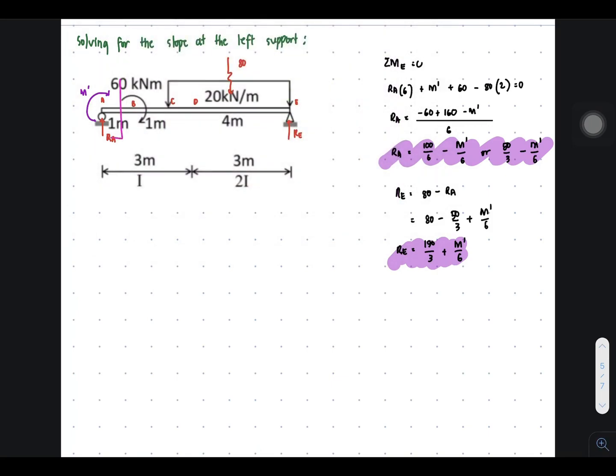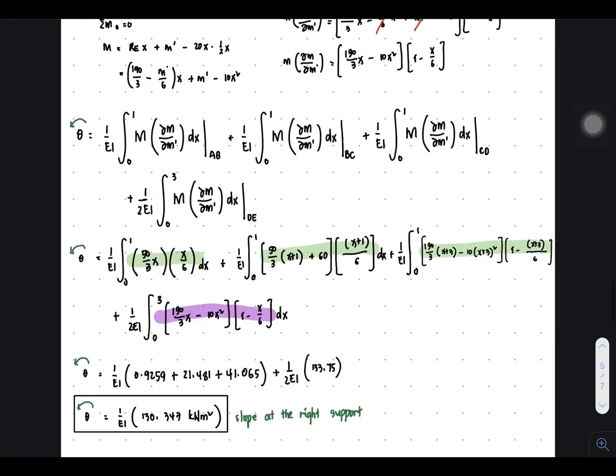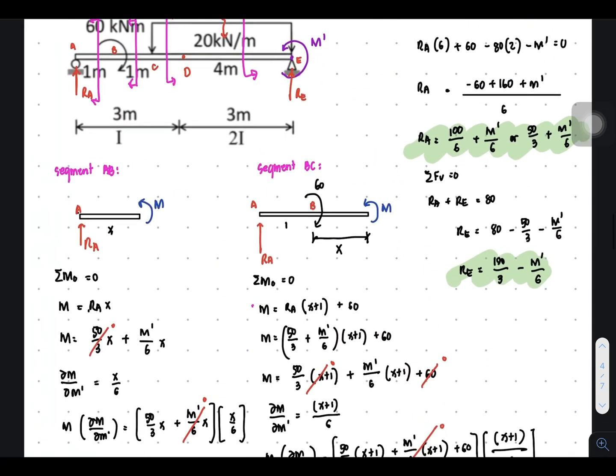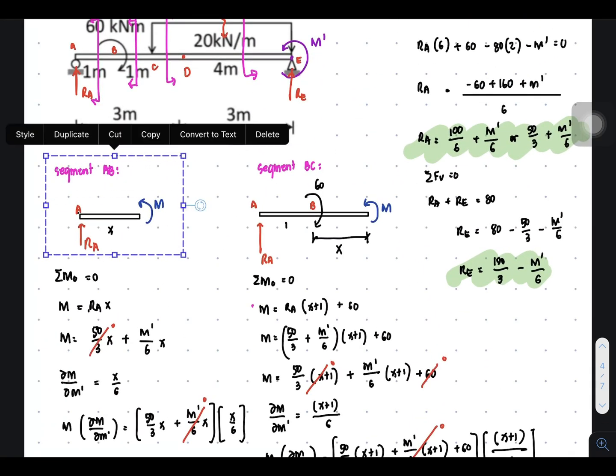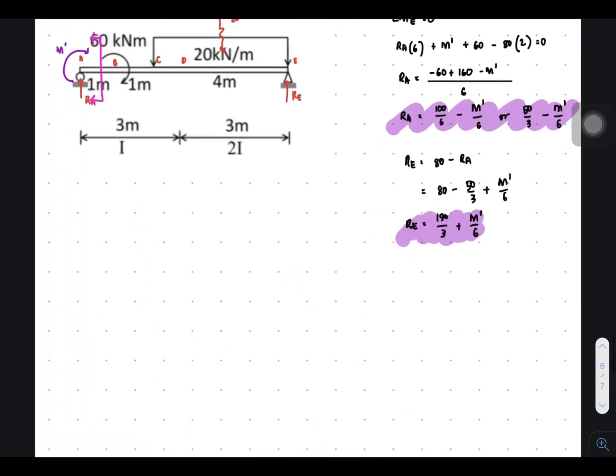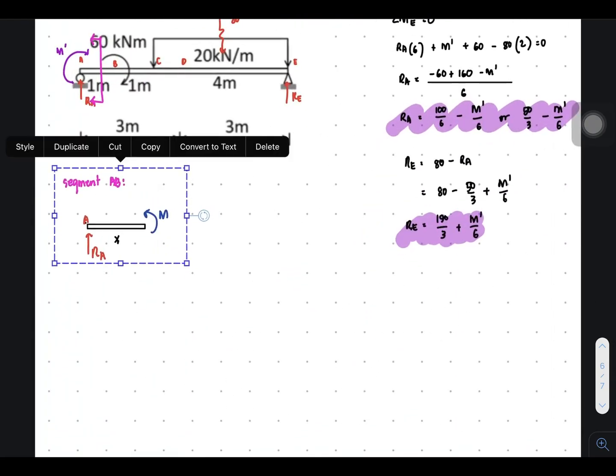Let us proceed to the segment. For the segment AB, we will be cutting this here and considering the left section. So let's draw the segment or section. Let's just borrow the section from the previous, copy that and paste it here.